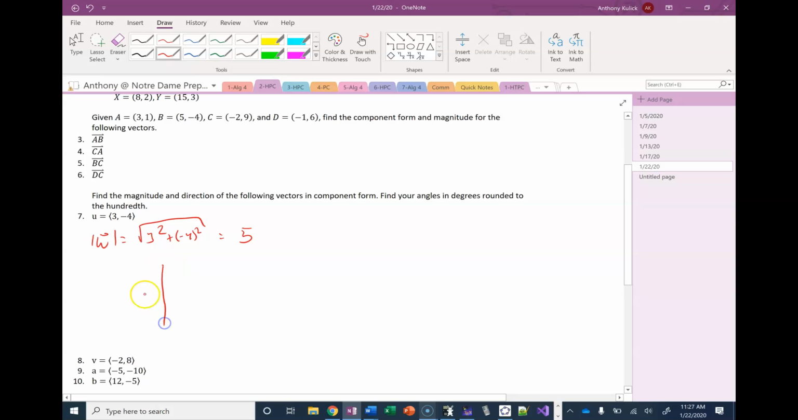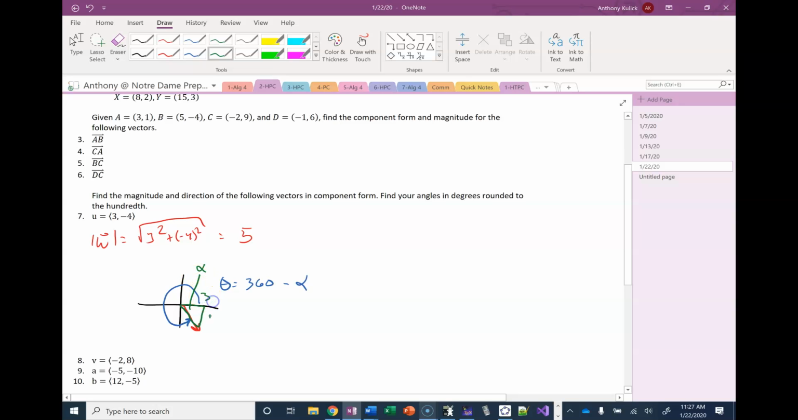And then to get the direction, what I'm going to do is I'm going to plot this. So 3, negative 4 is down here. Actually, let me draw that vector in a different color. So the direction we're looking for is this one. So I'm going to do 360 minus alpha, where alpha is that angle there.